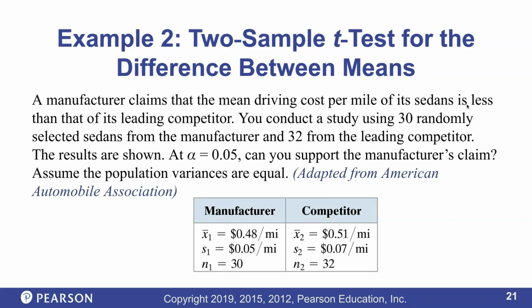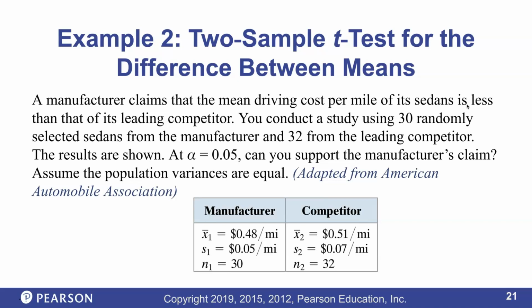You conduct a study using 30 randomly selected sedans from the manufacturer and 32 from the leading competitor. I like that sample size, don't you? 30 and 32. I can use the central limit theorem. I don't need to know if the populations are normally distributed. Because the sample sizes are 30 and 32, we're good to go. The results are shown at alpha equals 0.05. So we're comparing our p-value to 0.05 when we get that p-value later. So we want our number to be less than 0.05, right? Can you support the manufacturer's claim?